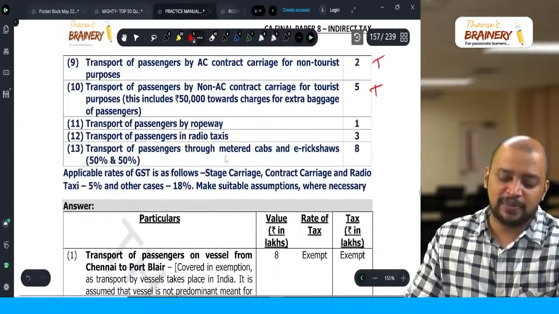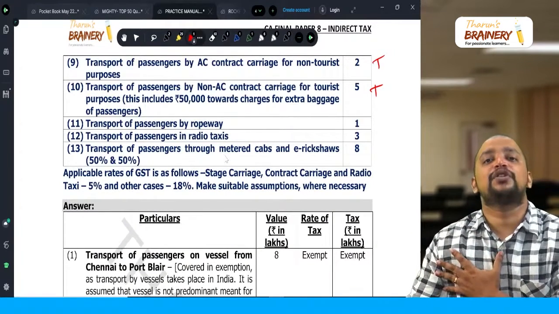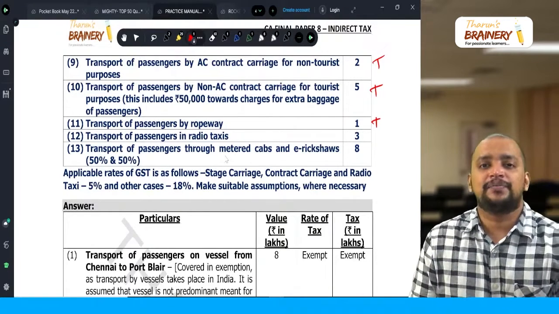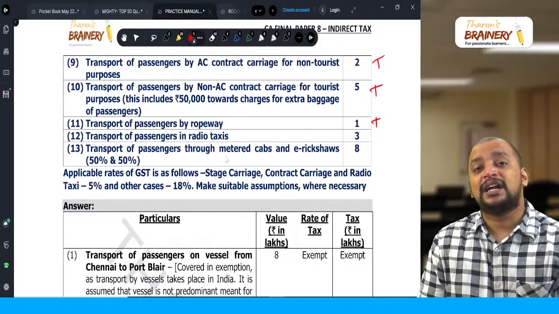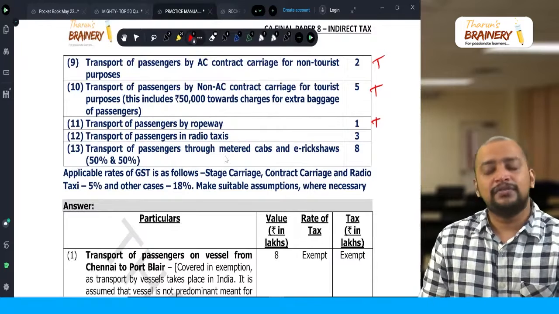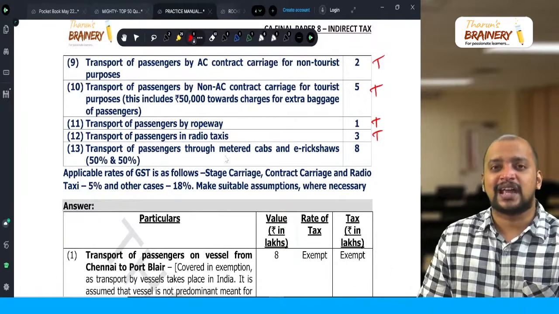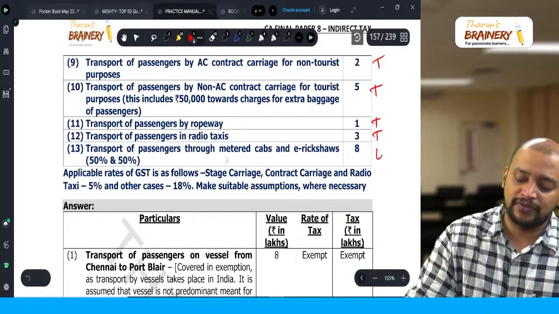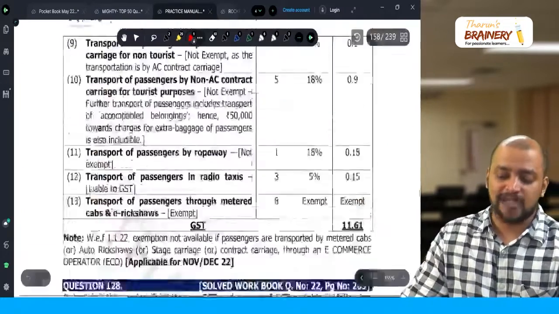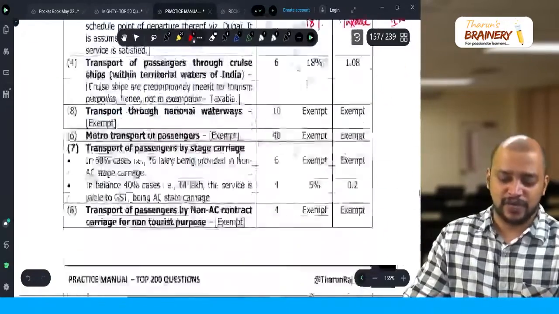Then transportation of passengers by ropeway, we don't have any exemption, which means that it will be taxable. Ropeway and cable car will come under taxable, but tramway is exempted. Then transportation of passengers in radio taxi, we don't have any exemption, that will be taxable. Transportation of passengers through metered cabs and auto rickshaws is exempted. So we have exemption with respect to metered cabs and auto rickshaws. That last one is exempted. All other cases will be taxable. So this is with respect to this.